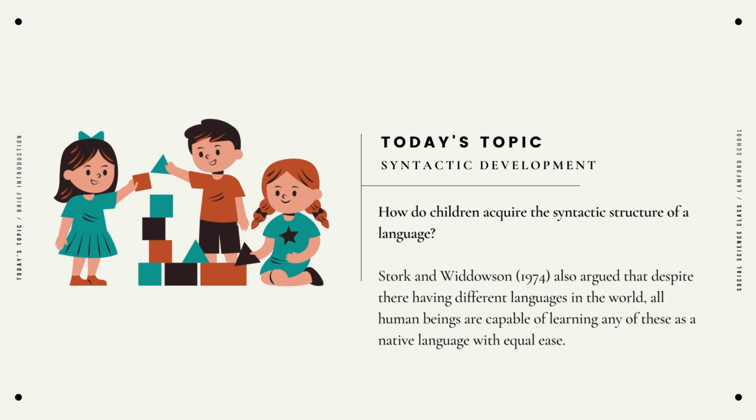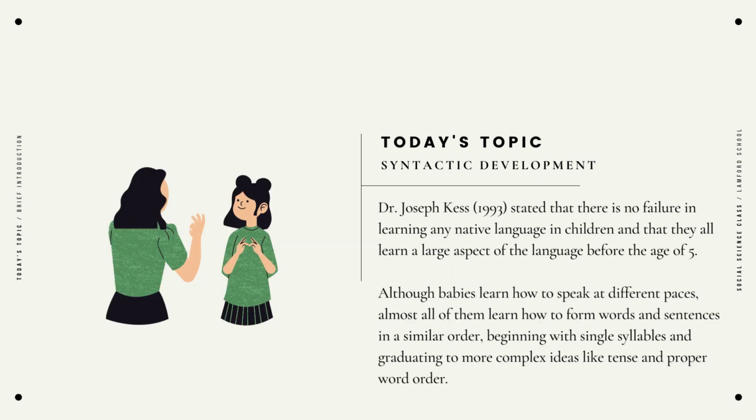It doesn't end there. In 1974, Stork and Widdowson also argued that despite their having different languages in the world, all human beings have the same ease of learning their native languages regardless of what it is. So, a native Filipino speaker or a native speaker of, let's say, Nihongo, could learn their native language with the same ease even if they speak completely different languages from completely different parts of the world. Interesting, isn't it?